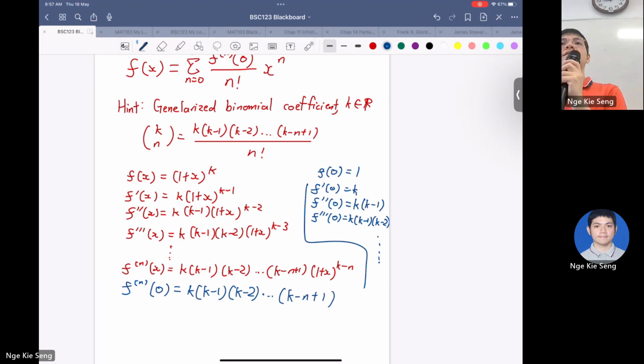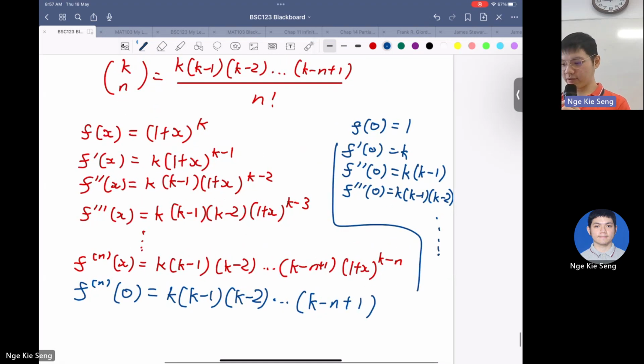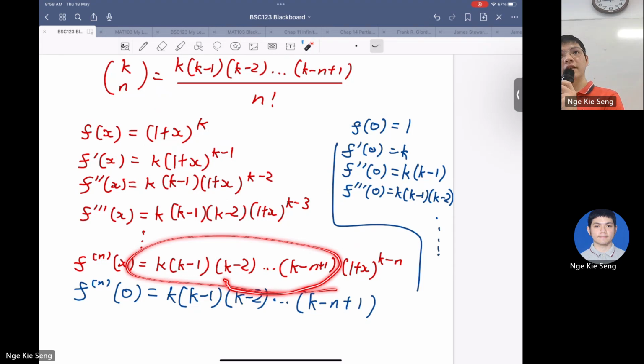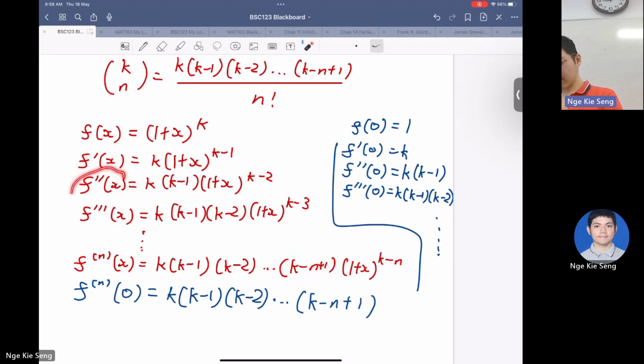Does everyone get this? Or you don't know how to figure out the n formula? If you haven't formulated the n formula, can you see why this is true here? Why is this k minus n plus 1 the last term? You can see from the third term, second term, and the first term. So the last term is k minus 3 plus 1, which is k minus 2, and then the second last is k minus 2 plus 1, which is k minus 1, and so on. This is how we deduce the formula.